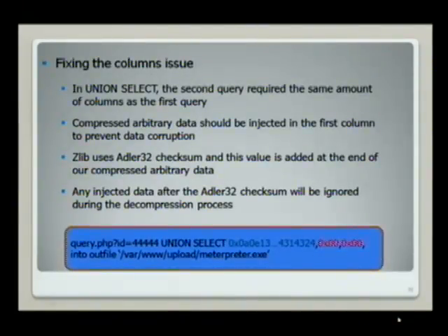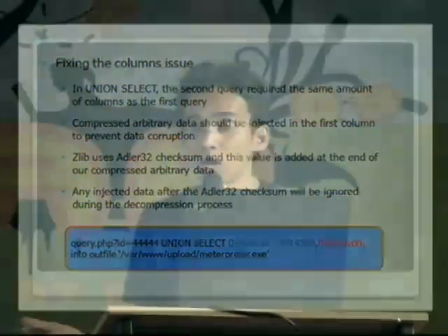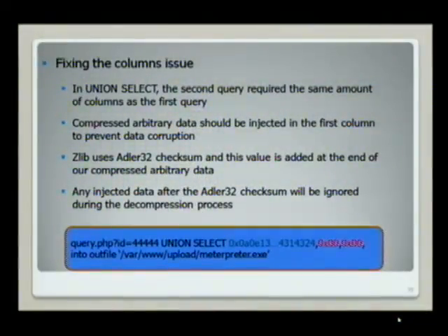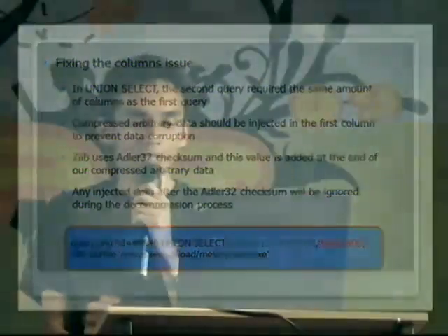As I already mentioned before, in the union select, the second query requires you to have the same columns as the first query. And to prevent data corruption, your arbitrary data should be injected into the first column. The reason for this is that we compress our arbitrary data using zlib, and zlib uses Adler32 checksums, and this value is added at the end of our data. In the RFC, it states that anything after the Adler32 checksum will be ignored during the decompression process. So basically, we can simply inject any random data into the other columns, from the second column onward.